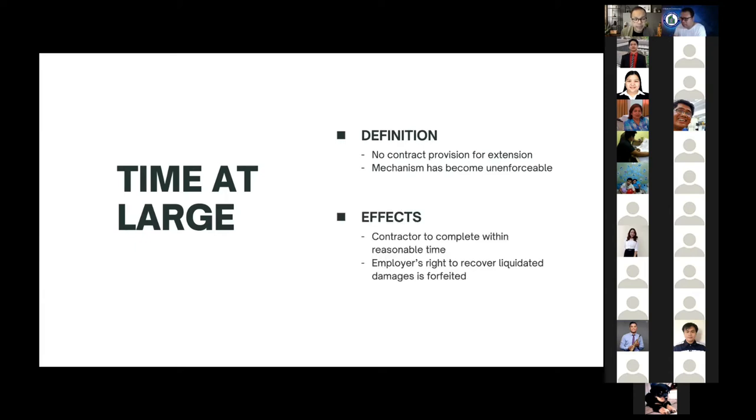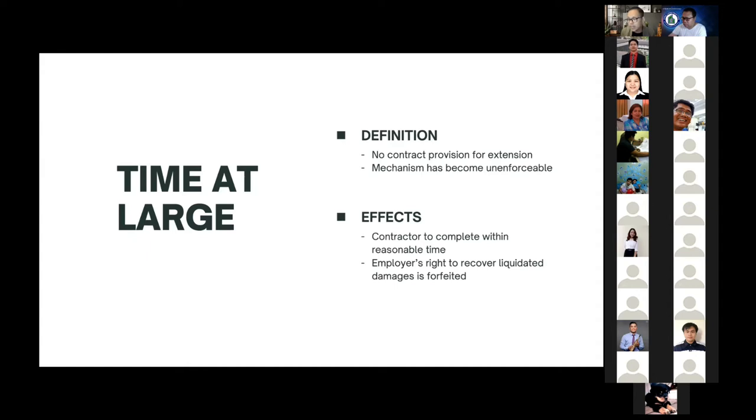The effect of the time being set at large is that the contractor is released from its obligation to complete the project within the agreed period, and the contractor is instead allowed to complete the project within a reasonable time. Furthermore, when the time is at large, the employer can no longer recover liquidated damages from the contractor arising from its failure to complete the project within the agreed time.